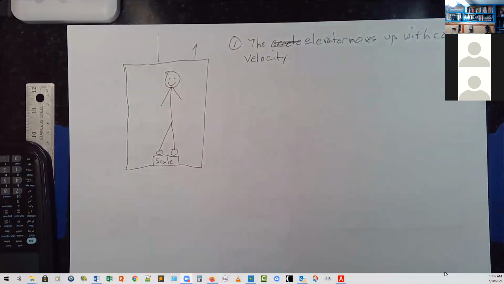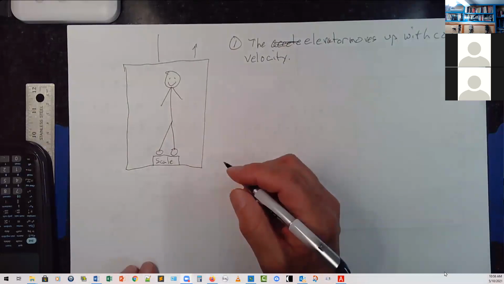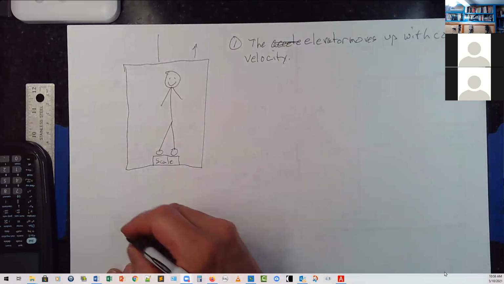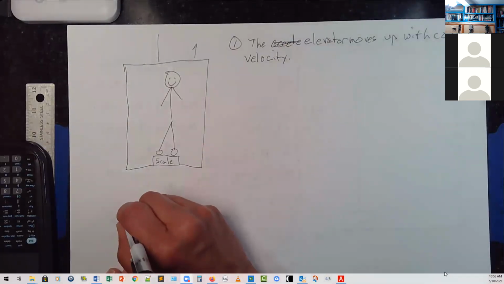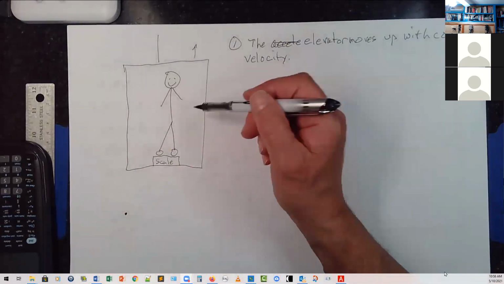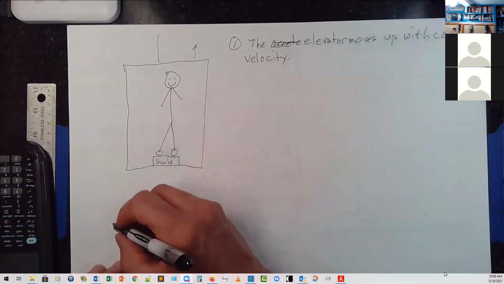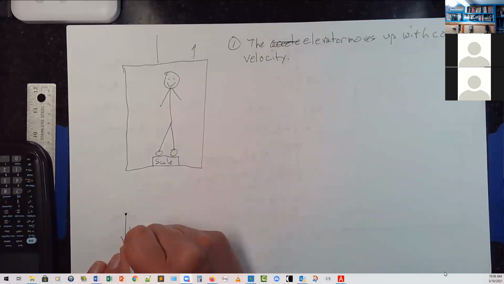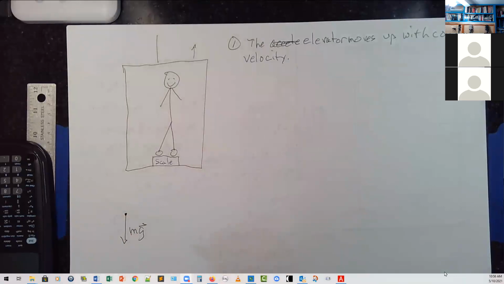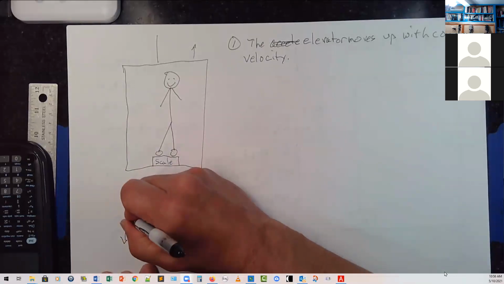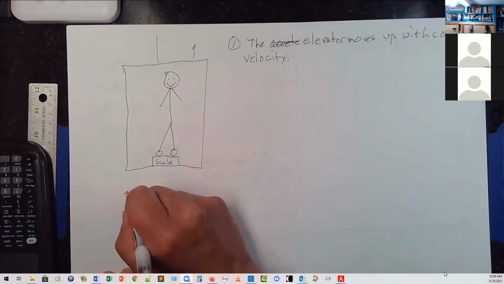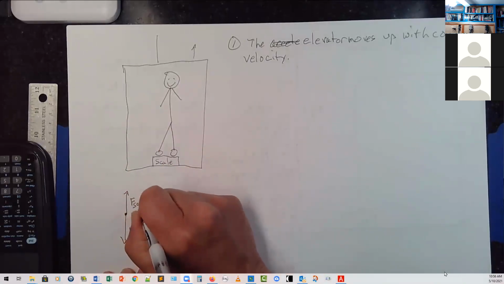Okay, now I'm going to make a free body diagram that's going to work for every one of the situations that we have here. And this free body diagram is for the person who's standing on the scale. Well, one of the forces on them is mg downward. That's their weight. And then the other force that acts on them is the force that the scale exerts upward on them.